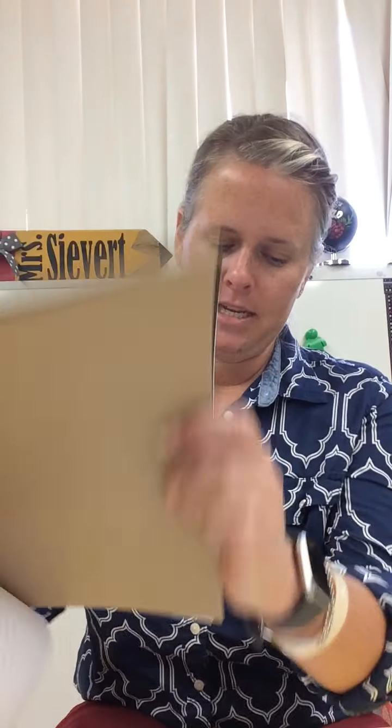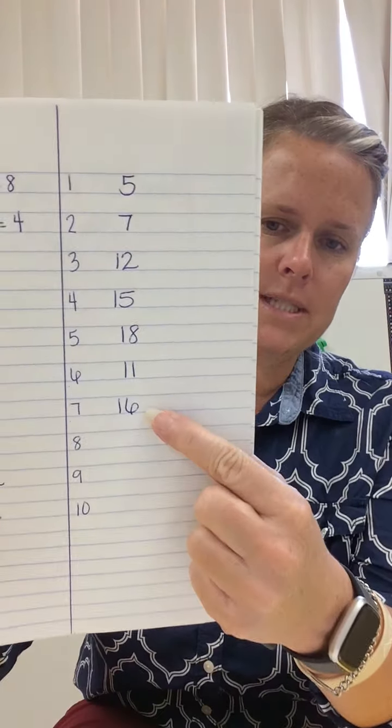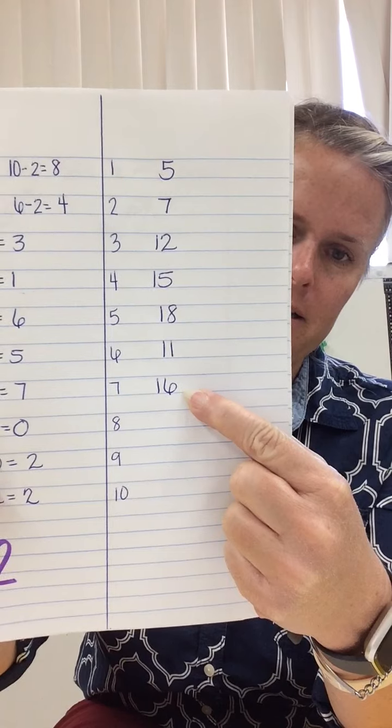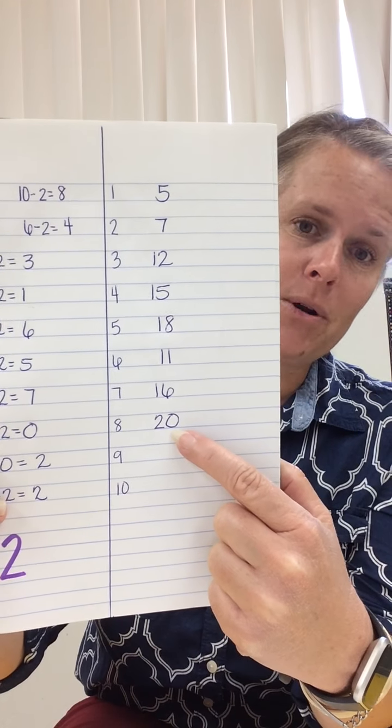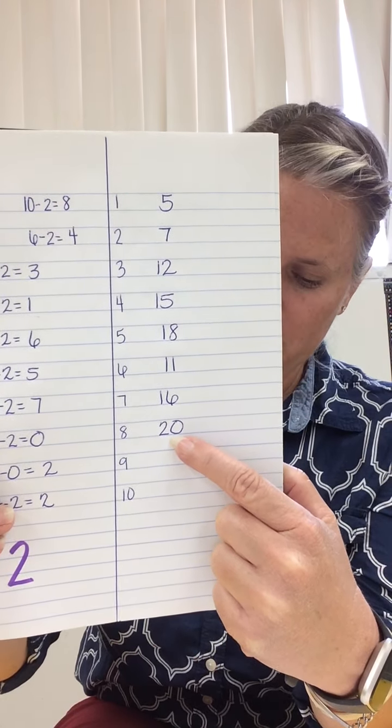Number 7 is 16. Oops, sorry. Number 7 was 16. Number 8 was 20. That's what you should have, a 20, not 02. And number 9 was 10.